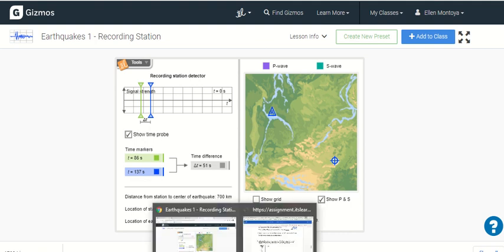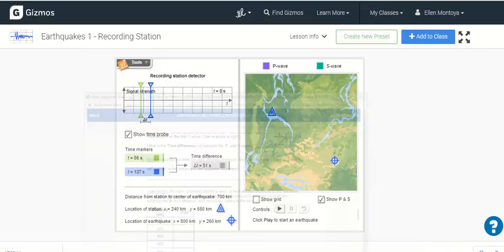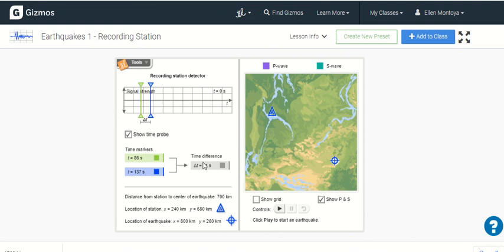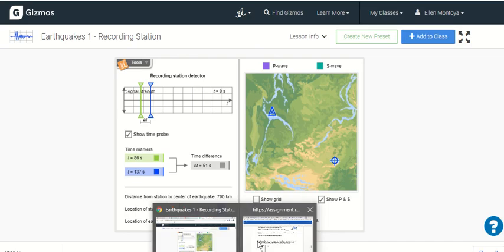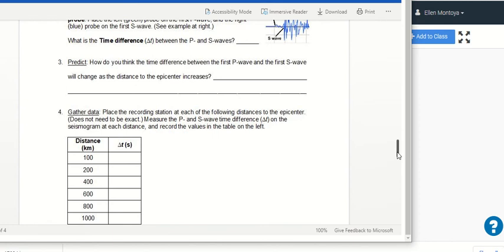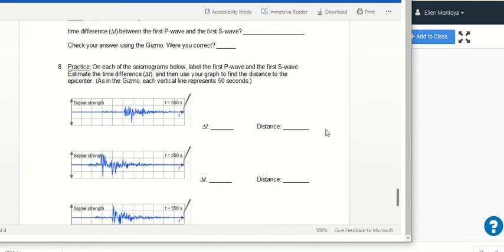All right, so I can set that, and then when I play it, I see what the change in time is, which again is right here. Change in time, that's where you get that data from. And then when you're done with that, then you're going to do some predicting. Like if you know some of the information, could you figure out how much distance it was? All right, so that's everything. That should be enough to get you started.